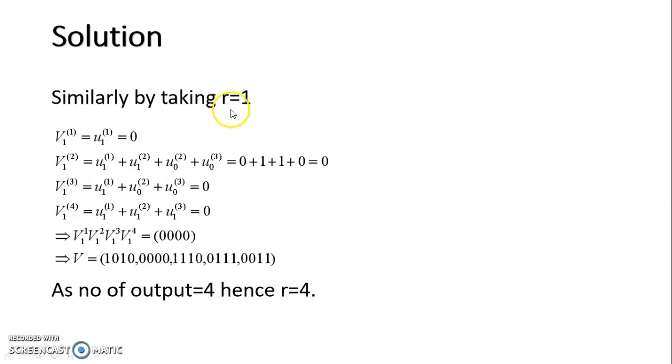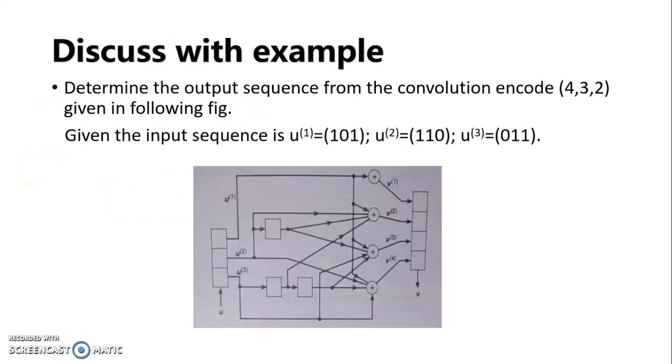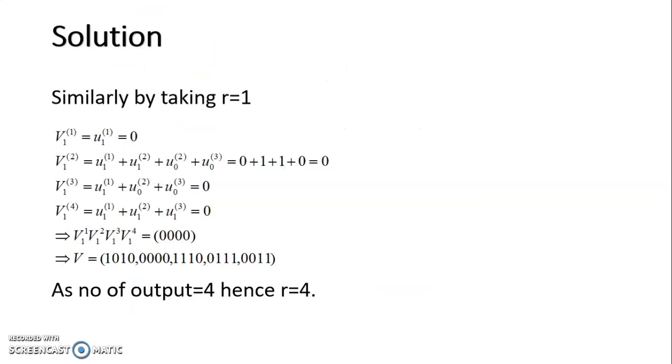By this way, you can calculate for r equals 1. By taking r equals 1, the total formula, and r equals 2, r equals 3, and r equals 4. In all cases, you have to consider the formula and place the rth value in this equation, and by this you can get our result. As the number of outputs is equal to 4, hence r equals 4. So the final output will be V equals this. You check it and do it yourself.